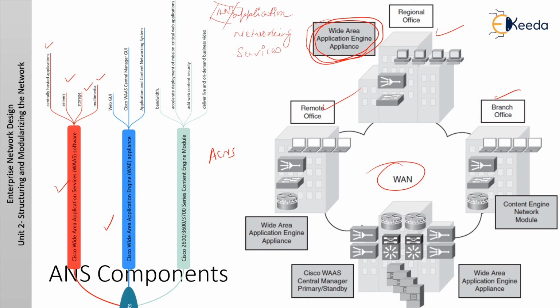Now come to Cisco 2600, 3600, 3700 content engine module. So this engine module is located, okay, wide area application engine appliances, content engine network module, and Cisco WAAS central manager, primary or standby. So these are the things, and different offices are there. You need not go for drawing the offices, just draw the design how it is located. So this component content engine module can be deployed in the data center or branch office to optimize WAN bandwidth, accelerate deployment of mission critical web application, add web content security, and deliver live and on demand business video. So this is how we can use or deploy the ANS components.